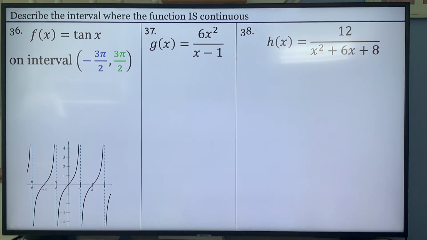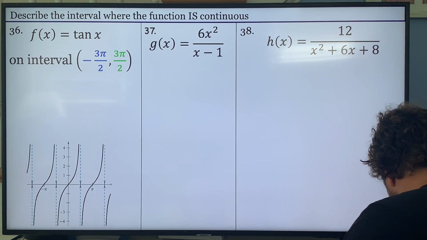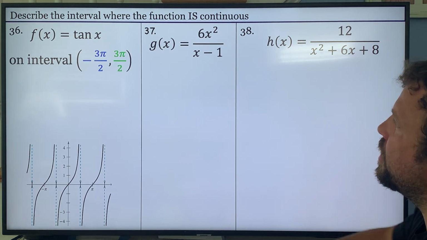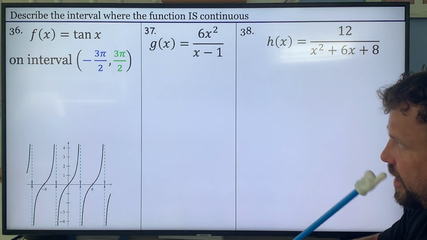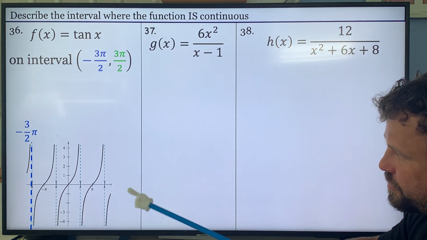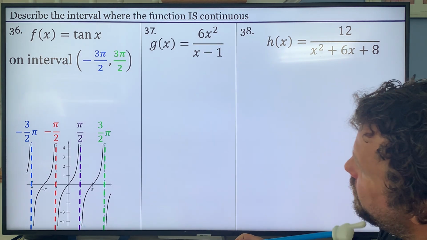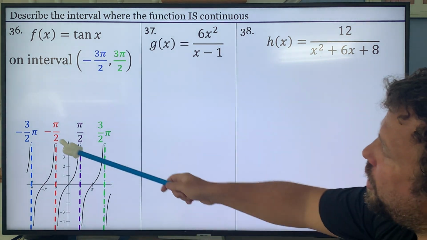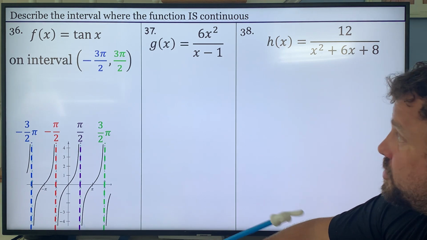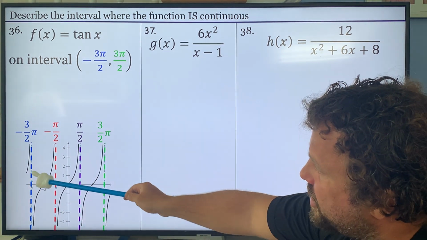Problem 36, 37, 38. Go, go, and go. All right. Tan x on the interval. So negative 3/2 pi, negative pi over 2, and 3 over 2 pi. What are all those? Those are all asymptotes. What happens at asymptotes? Graphs are not continuous. So this graph is continuous.